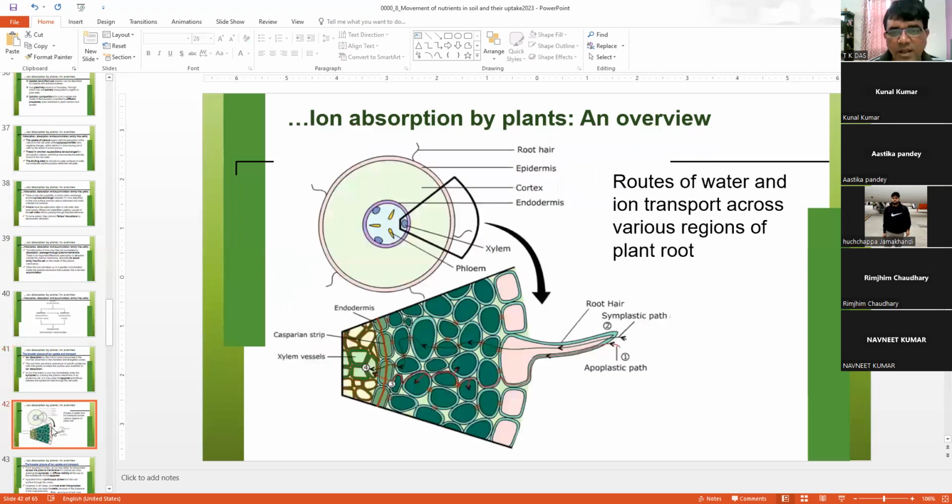Now you can see some routes of water and ion transport across various regions of plant roots. You can see they enter here. One is apoplastic, your green one, where it is just passing through the spaces between cell wall and cell membrane, and it can be symplast. Symplast means it can cross the plasma membrane. It can enter the cell wall, then pass through the interspaces, then enter the cell of the root hair.